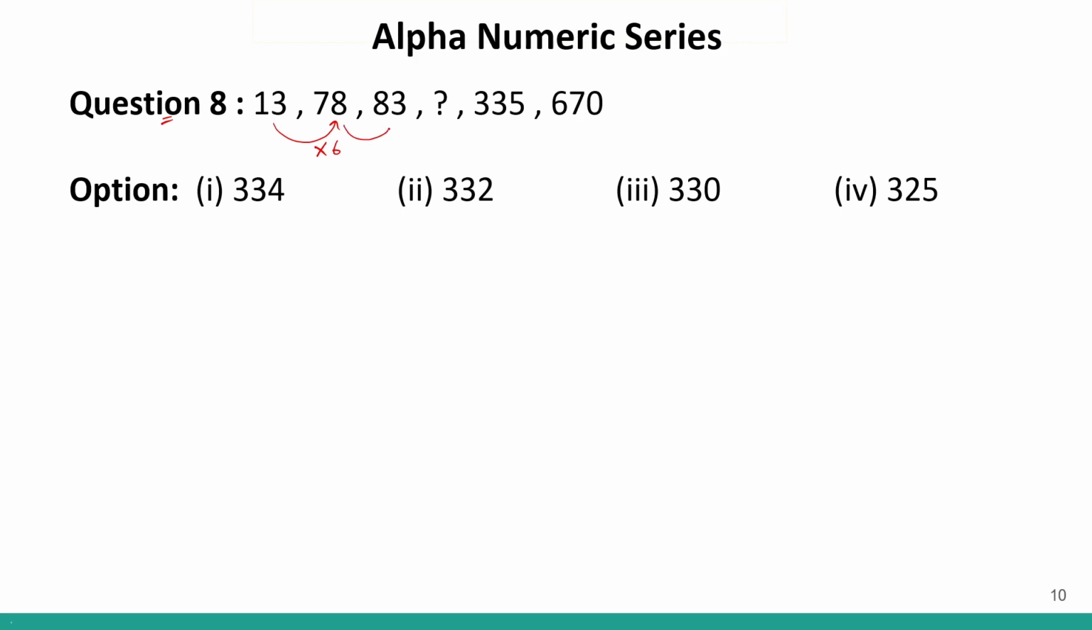From 78 to 83, this is an addition of 5, correct? If I add 5 in 78, I'll get 83. Over here, 335 and 670 is a multiplication of 2. 335 into 2. This is 10. This is 6 plus 1, 7 and this will be 670. So this is a multiplication of 2. So now I can see 6, 5, 2. And we need 2 more operations. So maybe over here we have 4 and over here we have 3. Correct?